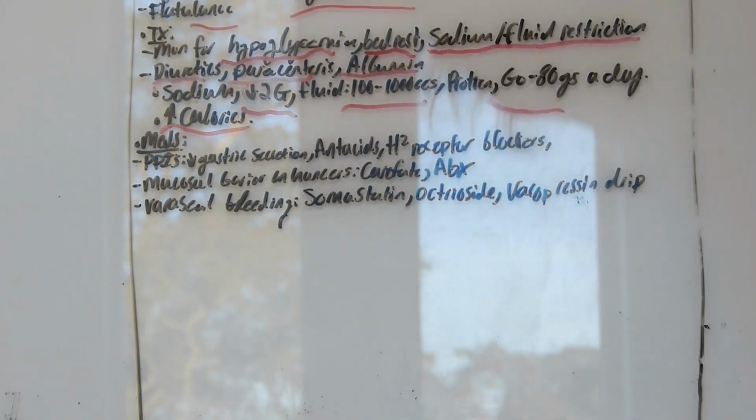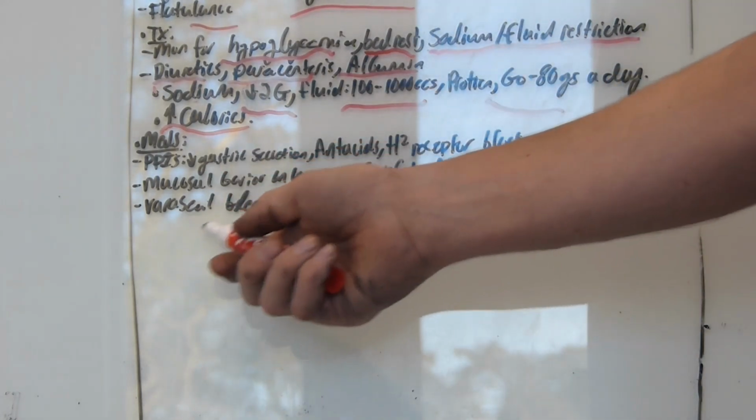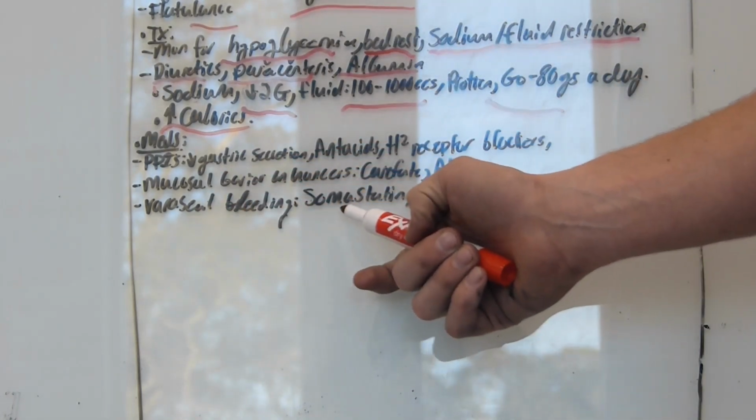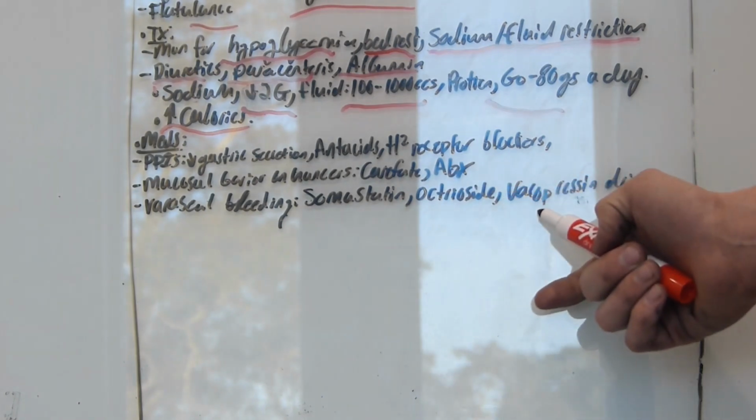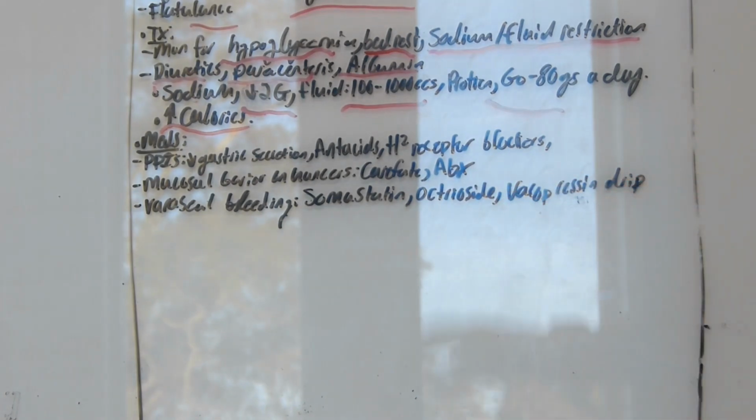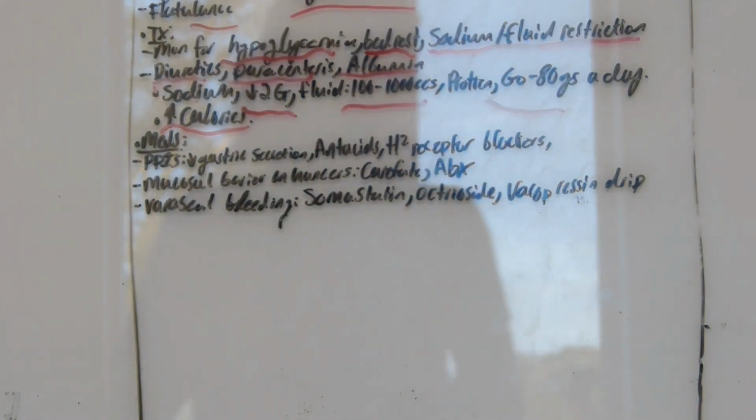For the variceal bleeding, we're going to give them somatostatin, octreotide, and a vasopressin drip. That's all for liver, which is 6 questions. Next, I'm going to go into kidney, because this is going to be the stuff that I definitely need to know.